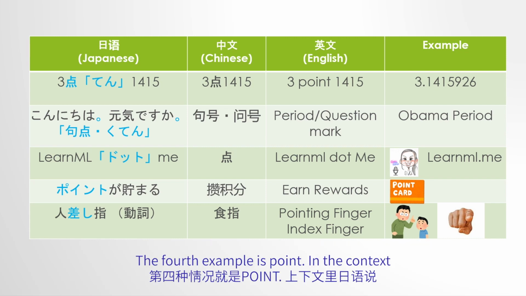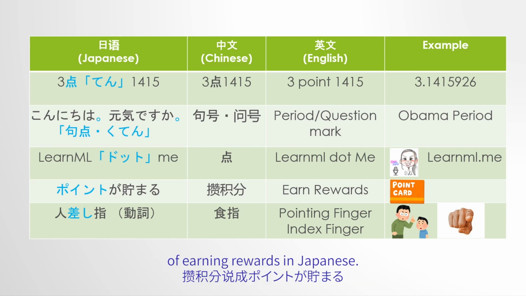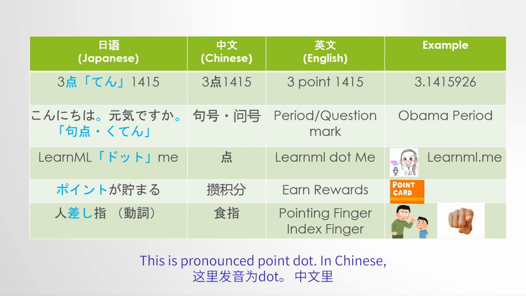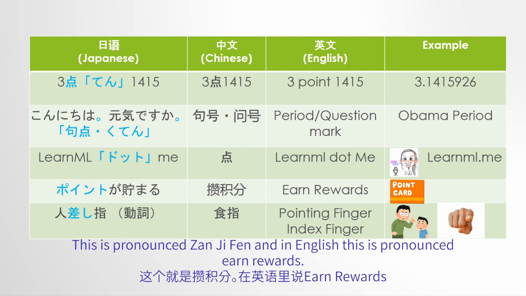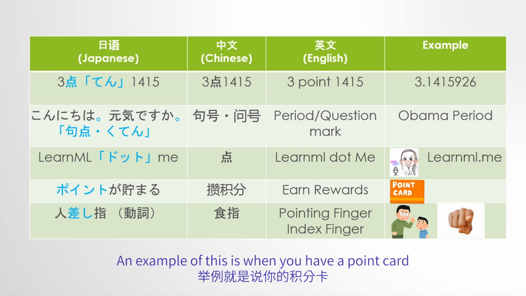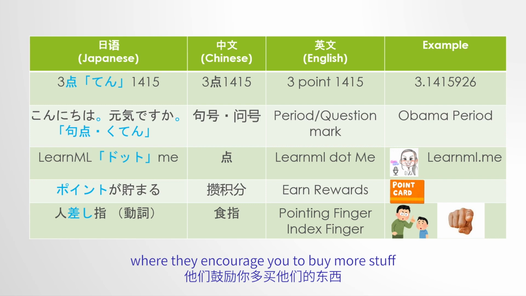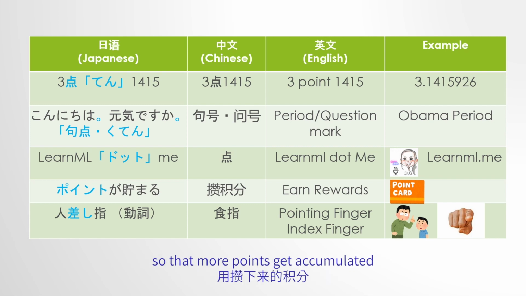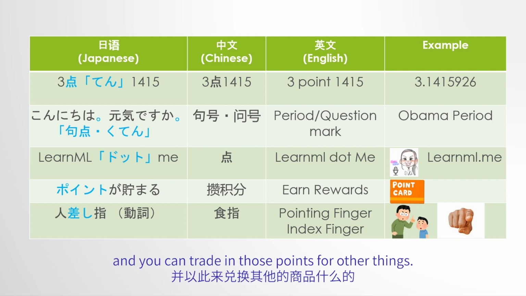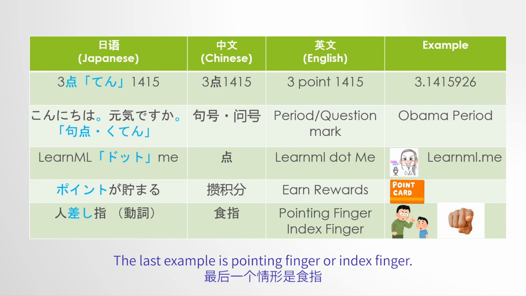The fourth example is point, in the context of earning rewards. In Japanese, this is pronounced pointo. In Chinese, this is pronounced 攒积分, and in English, this is pronounced earn rewards. An example of this is when you have a point card from some kind of company or business, where they encourage you to buy more stuff so that more points get accumulated, and you can trade in those points for other things.